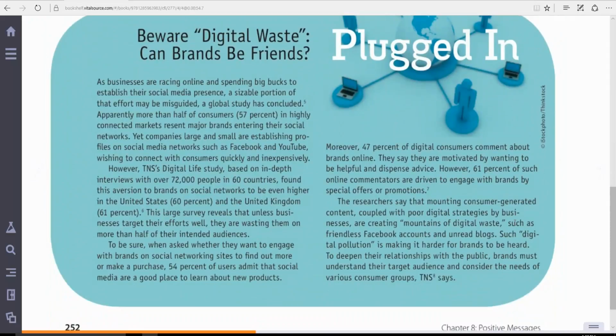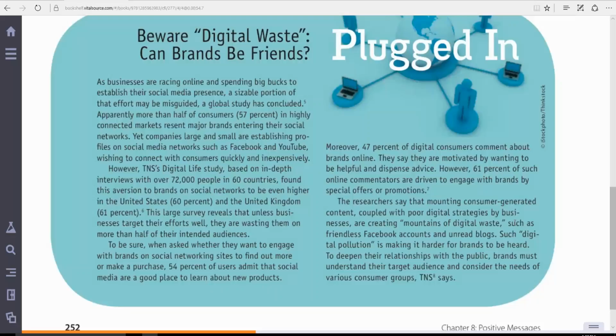Beware of digital waste. All businesses are racing online, spending big bucks to establish a social media presence. Size and proportion of effort may be misguided because of a study that's been done. Apparently, more than half of consumers, 57%, in highly connected markets resent major brands entering their social networks. So you have to be careful. Yet companies large and small are establishing profiles on social media networks such as Facebook and YouTube.